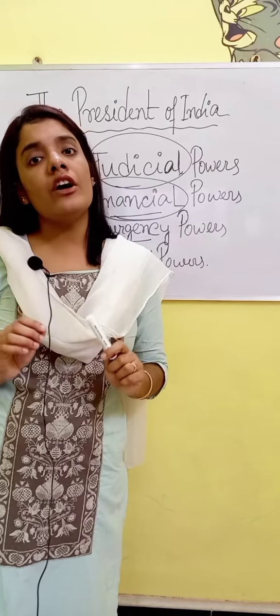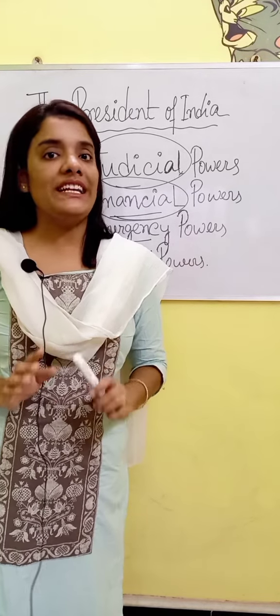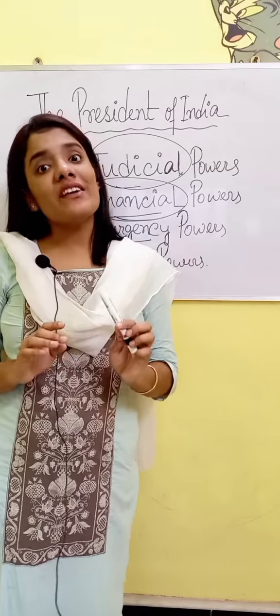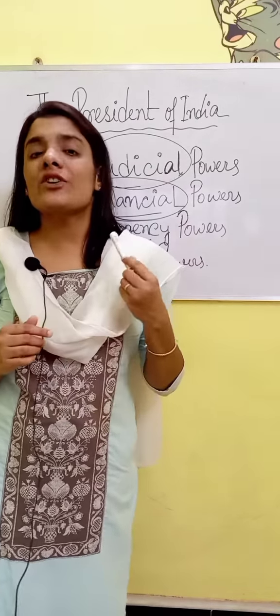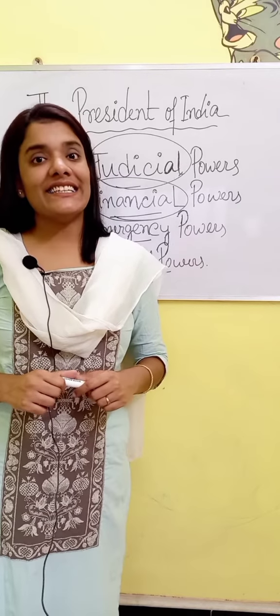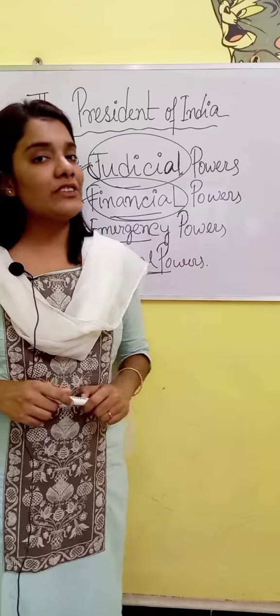Now, I would move on to the financial power. Earlier I told you, children, that a financial bill or a money bill can originate only in the Lok Sabha. The Rajya Sabha only enjoys the power of delaying the bill for 14 days. But I did not tell you that whenever a bill is originating in the Lok Sabha, before its origination it requires the prior permission of the President. This is one of the financial powers of the President.